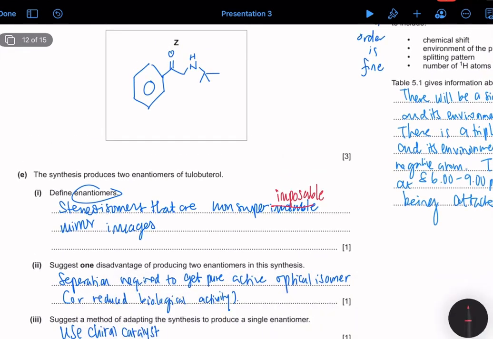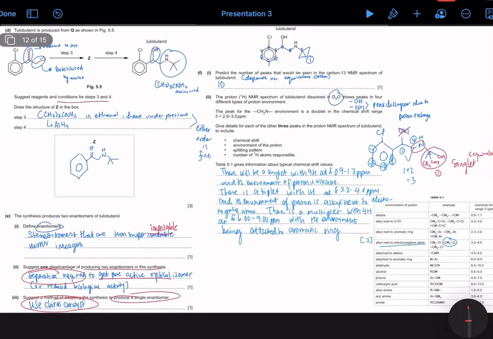So just one disadvantage of producing two enantiomers in this synthesis. So obviously if you produce two, right, it might reduce the biological activity because of less concentration, and you might actually require separation to get the pure active optical isomer. And the method of producing a single enantiomer is by using a chiral catalyst. So always have that remembered.